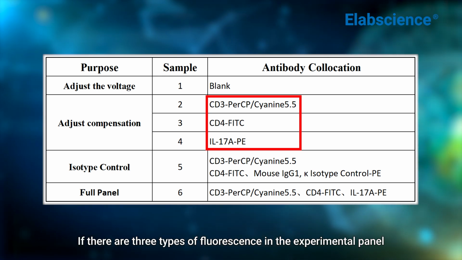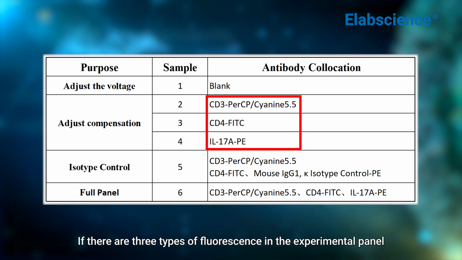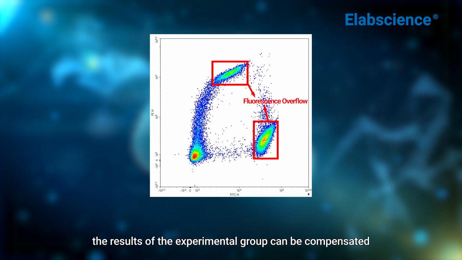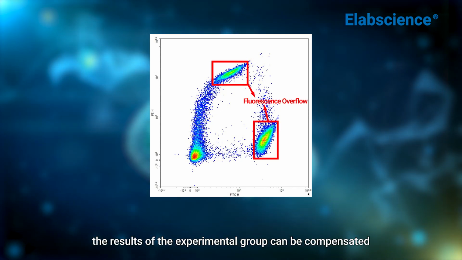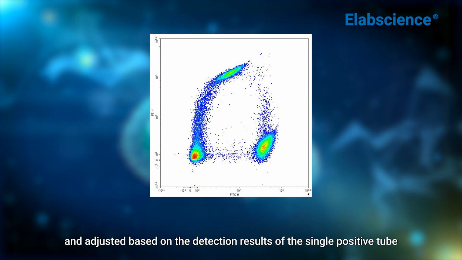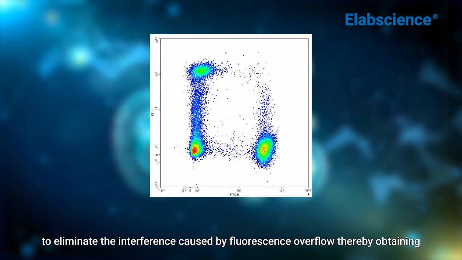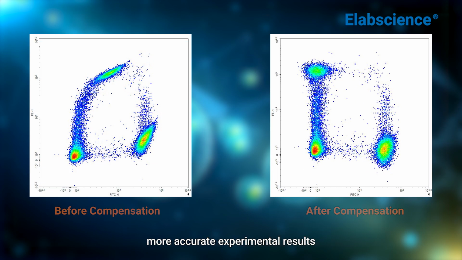If there are 3 types of fluorescence in the experimental panel, 3 single positive tubes need to be set up. During the detection, the results of the experimental group can be compensated and adjusted based on the detection results of the single positive tube to eliminate the interference caused by fluorescence overflow, thereby obtaining more accurate experimental results.